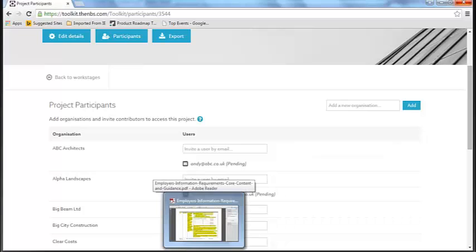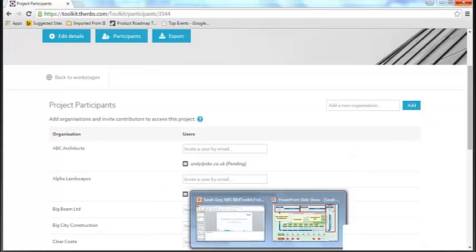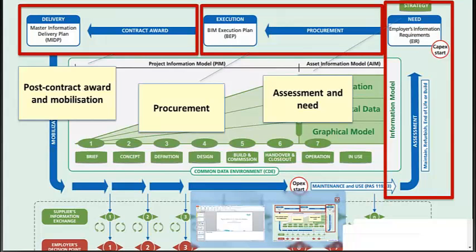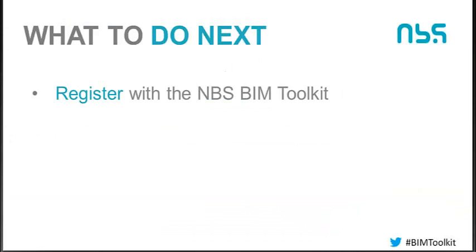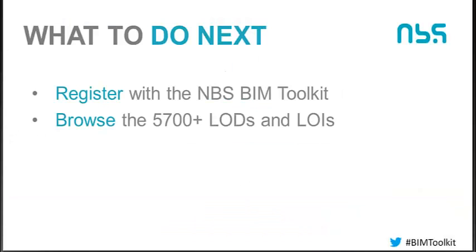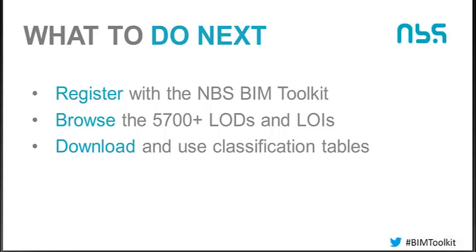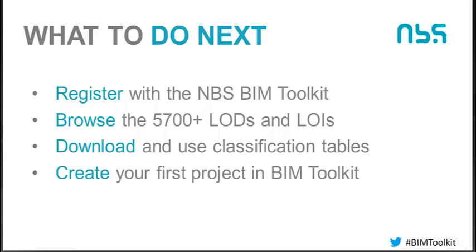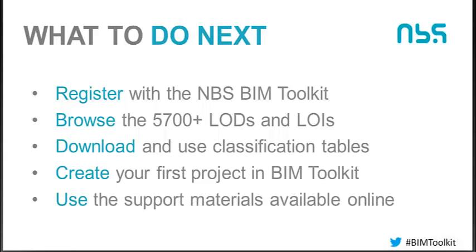So now just to summarise, in terms of what to do next, we'd love to see you register with the toolkit if you haven't already done so, to browse the 5,700 plus level of detail and level of information, to download and use the classification tables, to create your first project in the BIM toolkit, and to use the support materials available which are online.